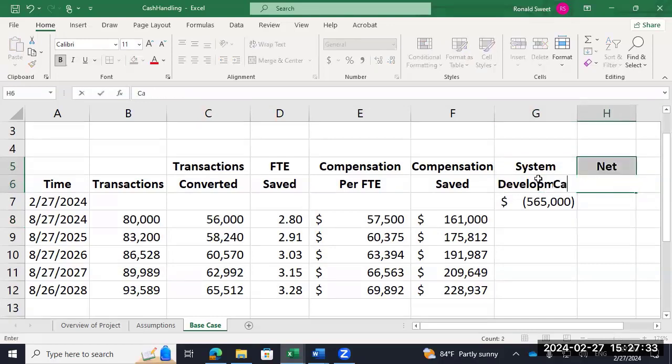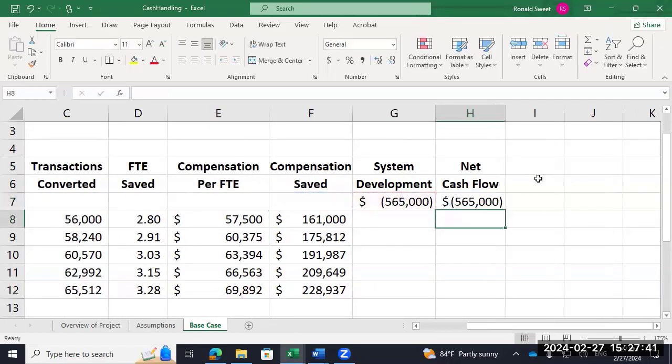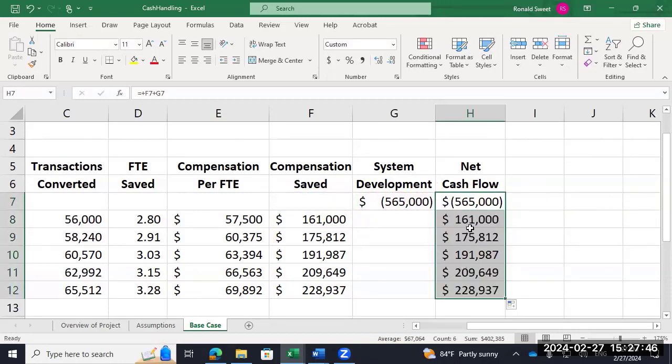is the net cash flow, which here we just take compensation saved plus the development costs. So that's going to be our net cash flow. You just add those two together. For your cases, you may have several columns you have to add together or whatever. You've got to make sure your net cash flow is a positive number. So this has to be the pattern, a negative number followed by positive numbers. If you have a negative number followed by negative numbers because your costs are greater, then it's not a project that's going to work.